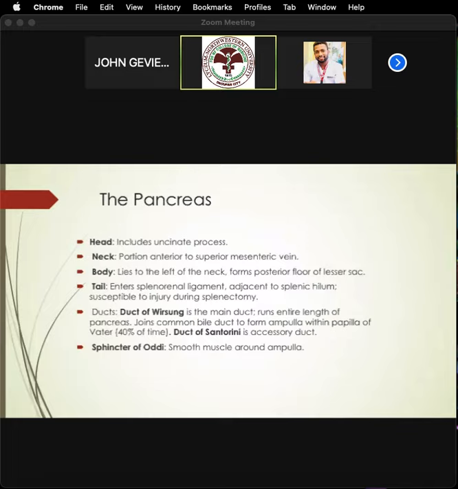Of course, there are the ducts. The duct of Wirsung is the main duct, which runs the entire length of the pancreas and joins the common bile duct to form the ampulla, within the papilla of Vater. Then there's also the accessory duct, which is the duct of Santorini. The sphincter of Oddi, of course, if there's a duct, there's a sphincter which controls the opening and closing of the duct. It surrounds the ampulla.